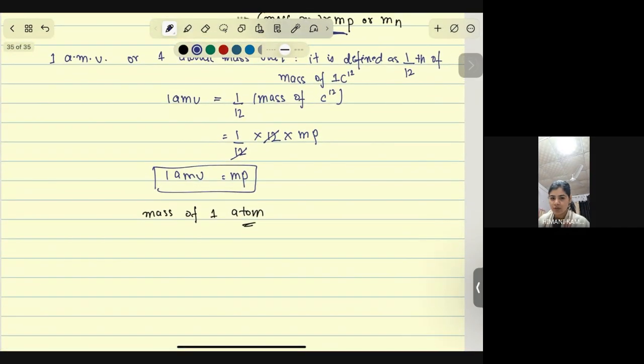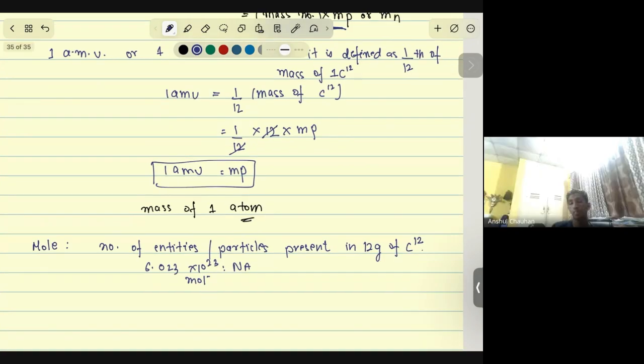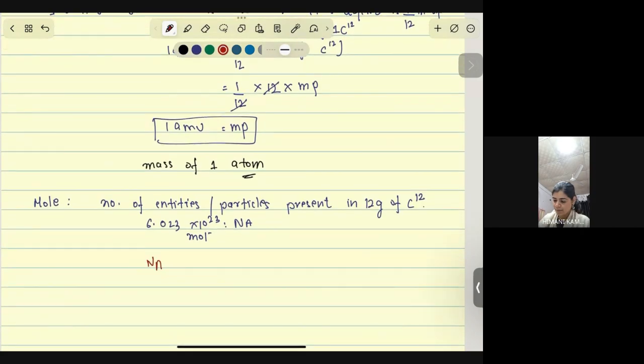So AMU is clear. Now we will talk about what is mole. Mole is defined as the number of entities or particles present in 12 gram of carbon 12, and the value is 6.023 into 10 raised to the power 23. We call it Na, and the unit is per mole. So 1 mole has 6.023 into 10 raised to the power 23 particles. Remember this relation: if we multiply Avogadro number with 1 AMU, then we will get 1 gram.